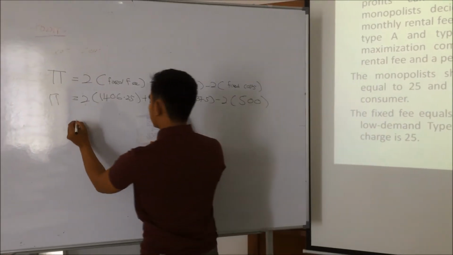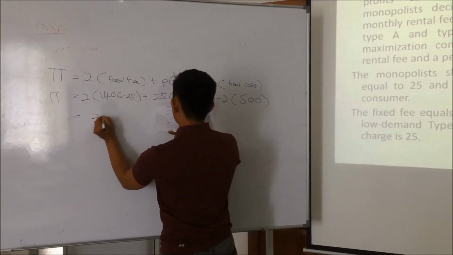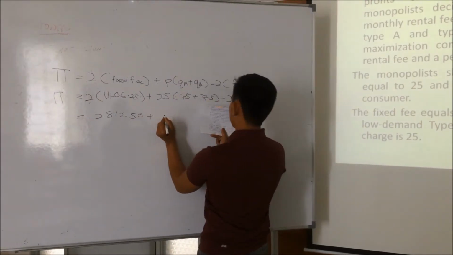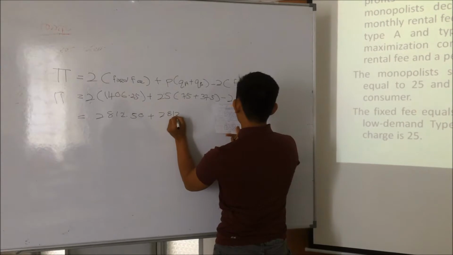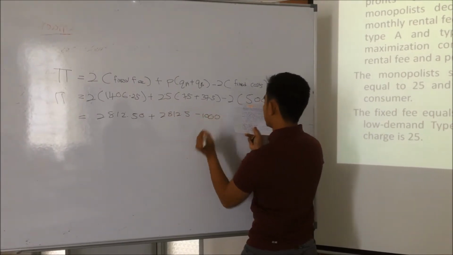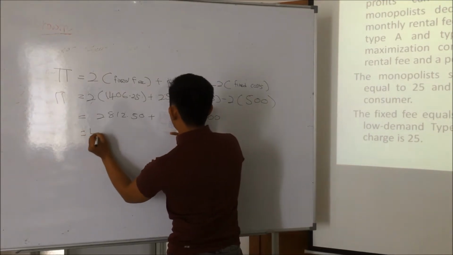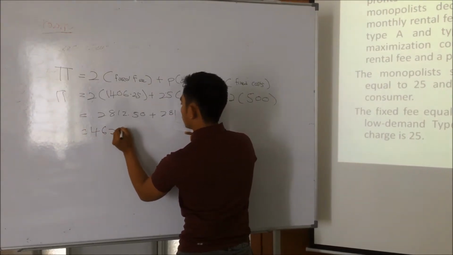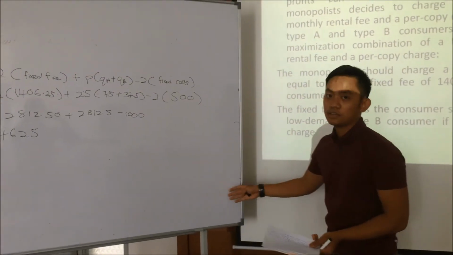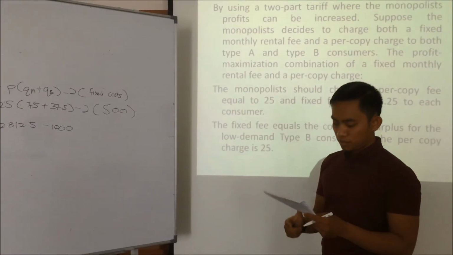Okay, the answer is 2.50 plus 45 minus 1000. Okay, the answer is 4625. Okay, this is how to calculate the third question of the tariff.